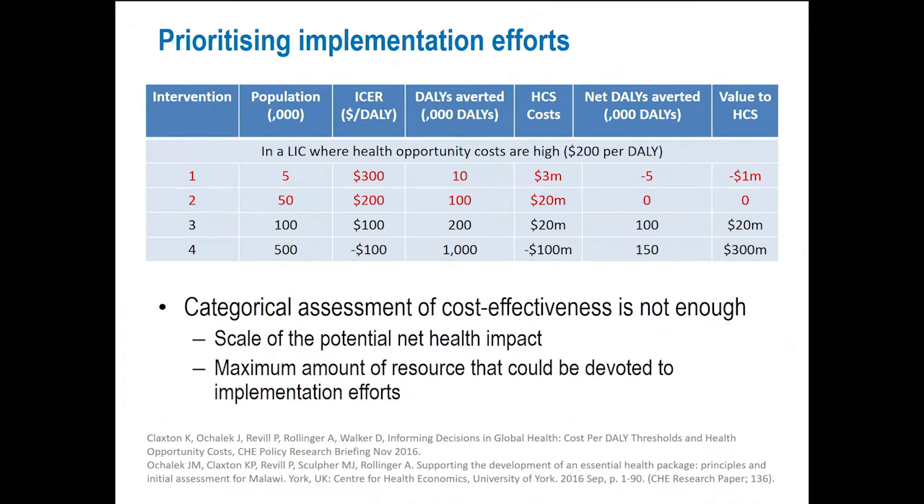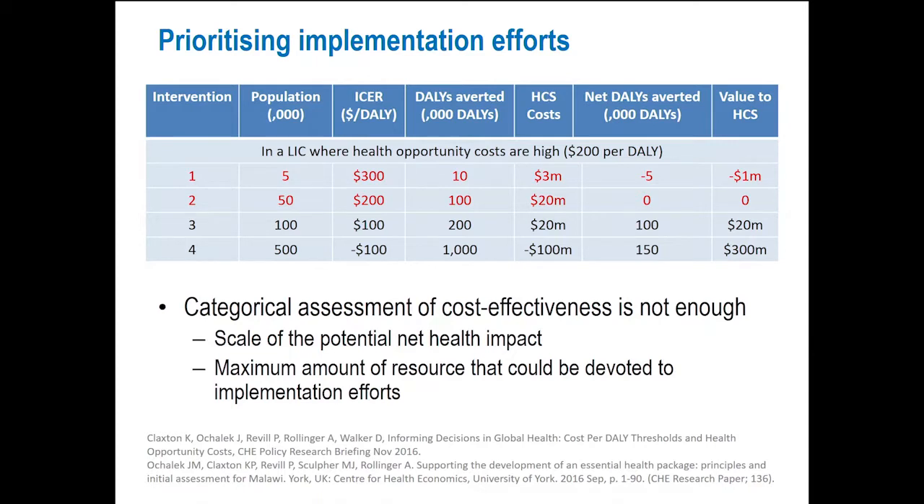Once we start to see cost effectiveness in that way, and once we've got an estimate of those health opportunity costs, we no longer need to work with these cost per DALY ratios, which are particularly unhelpful in many circumstances. We can start to express things in more useful metrics of value, either the net health effects or the net value to the healthcare system.